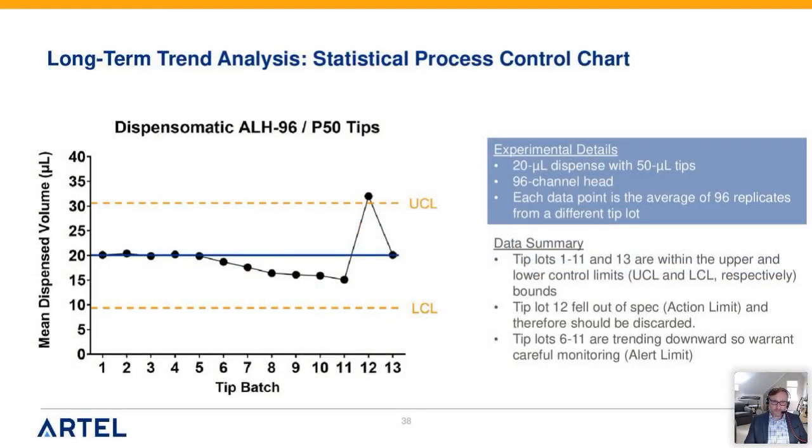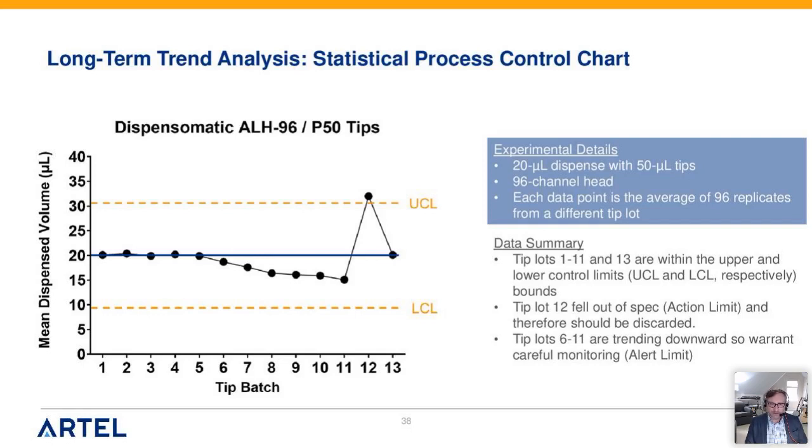And this is where it's very useful if we use statistical process control charts. Like in this case here, what we see is tip batches 1 through 5 are behaving almost identically, and then 6 through 10, or maybe 6 through 11, we start to see a decrease in the overall volume. So while it really hasn't caused a problem yet, it's still within our upper and lower control limits. It's definitely something to keep an eye on. So we would probably have what we would call an alert limit.